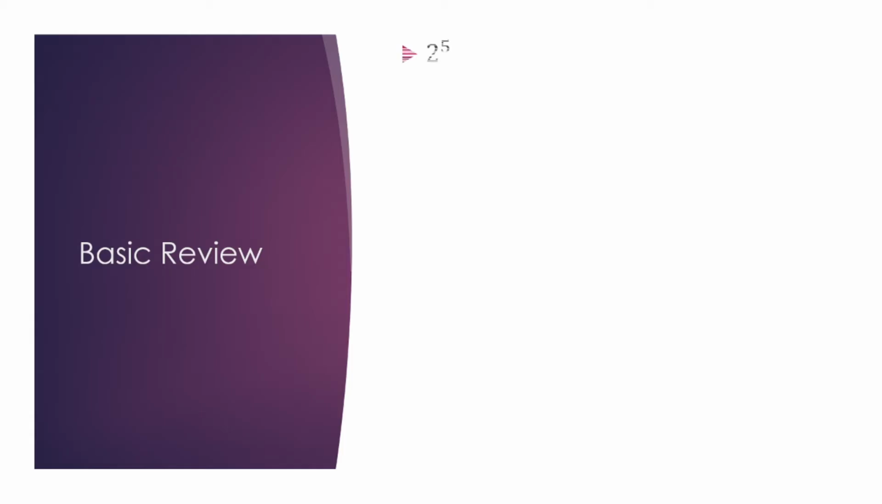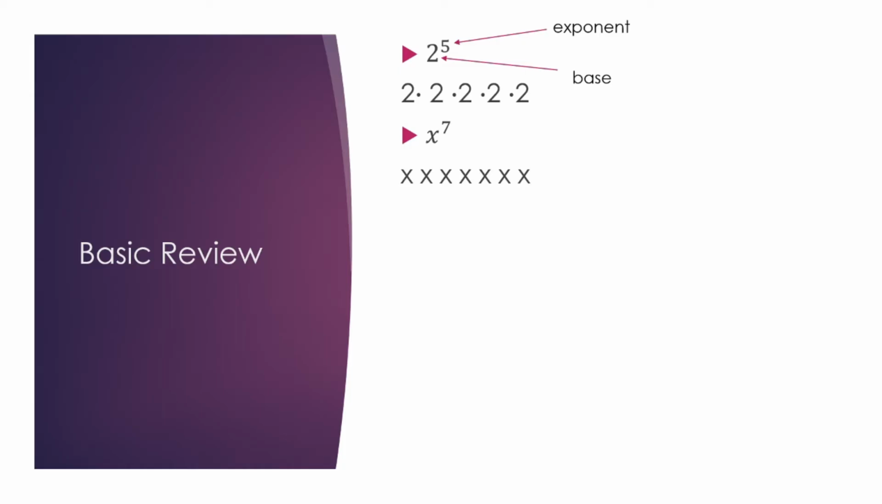If I asked you to expand 2 to the 5th power, knowing that 2 is our base and 5 is our exponent, how would you expand this out? If you said 2 times 2 times 2 times 2 times 2, you are correct. The base is the number that I'm going to multiply, and the exponent tells me how many times to list it out. So now I'm going to ask, what would I do to expand out x to the 7th power? If you wrote x 7 times, you are correct. X is my base, 7 is my exponent, so we need to take x and multiply it together 7 times.